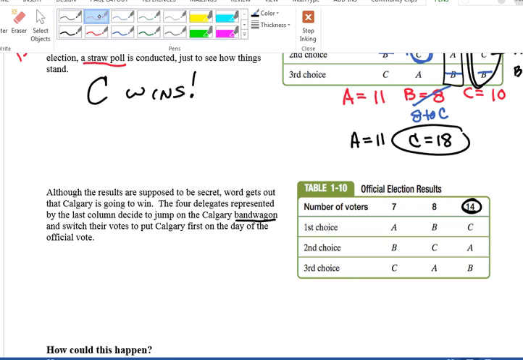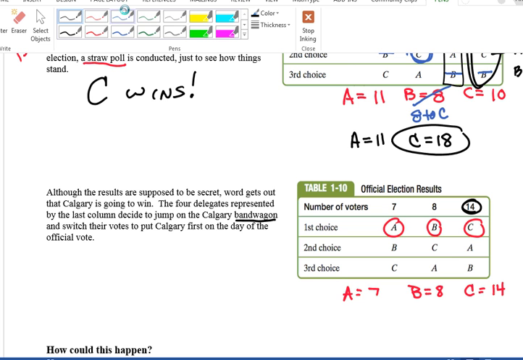All right, so I'm going to start again. A has 7 first place votes. B has 8 first place votes, and C has 14. Now that's not quite a majority. I can't declare the winner. He's really, really close to a majority of 15, but not quite.